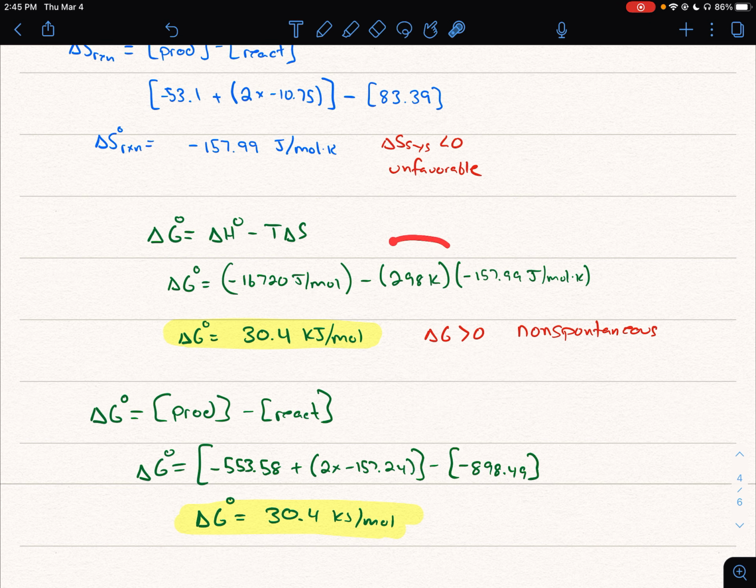So in this case, we can change the temperature and say, what will the effect be? Or we can figure out at what temperature will this change from non-spontaneous to spontaneous by setting delta G equal to 0 and solving for T.